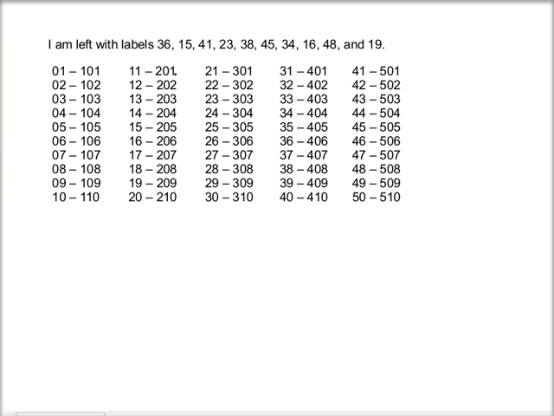So now I'm left with these labels. I'm going to go back to my chart that I made where I labeled the apartments and find which apartments these correspond to, so which apartments he's going to ask about the electricity bill. So 36 is going to correspond to apartment 406. 15 corresponds to apartment 205. 41 corresponds to apartment 501. 23 corresponds to apartment 303. 38 corresponds to apartment 408.